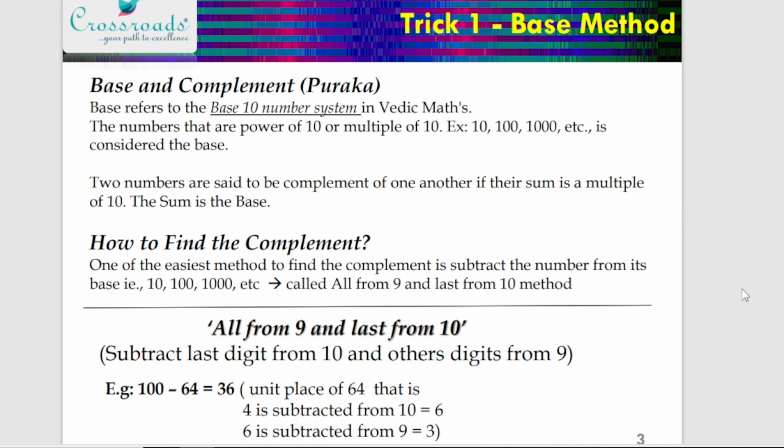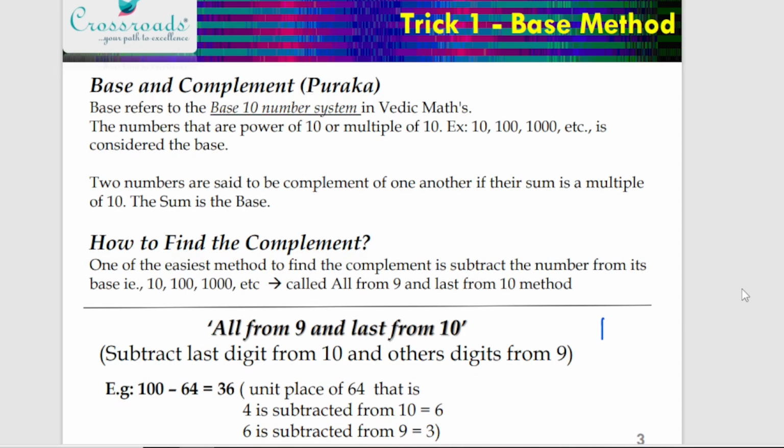Now, how to find the complement? One of the easiest methods to find the complement is to subtract the number from its base. For this, we use a method called all from 9 and last from 10. This is also widely used whenever you hear about Vedic Maths. The method is very simple. For example, I have the number 100, so consider that as the base. I have a number 64. What's the complement of 64? I need to subtract 64 from 100, so I use the method all from 9, last from 10.